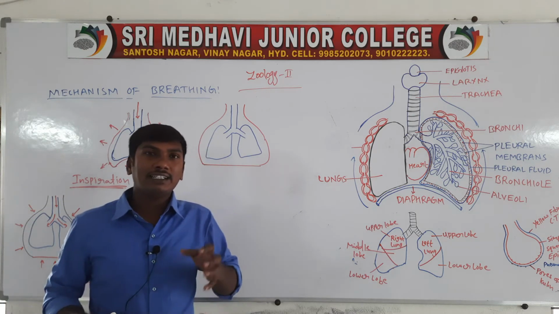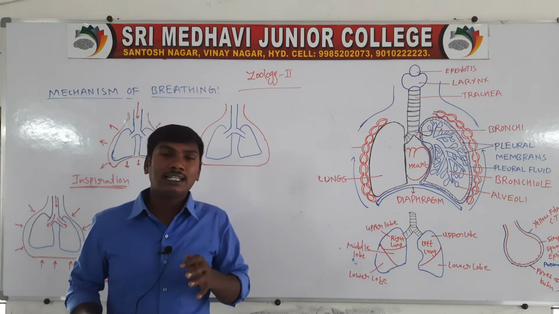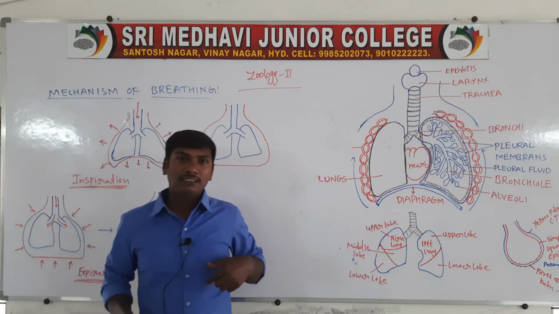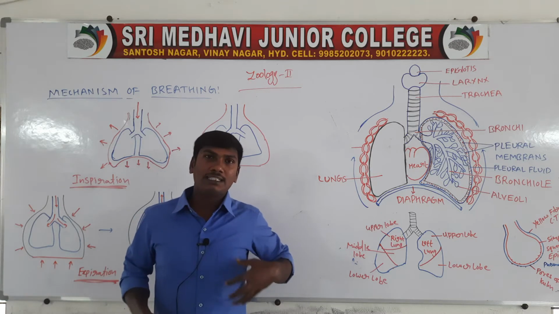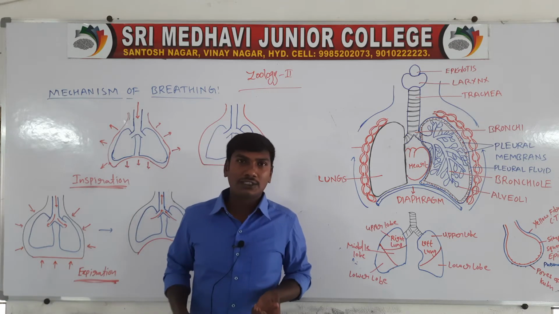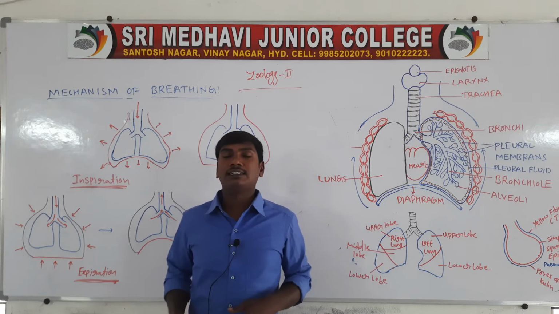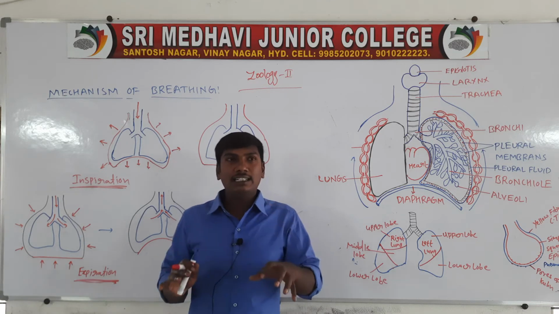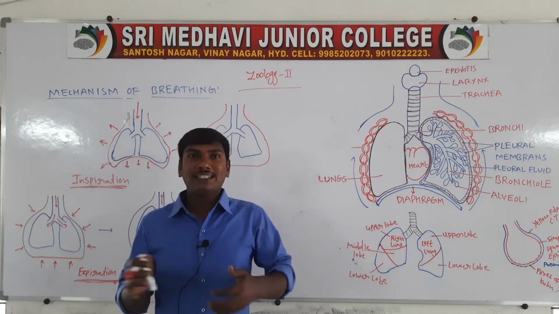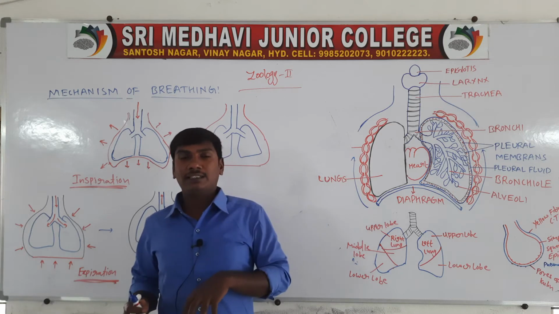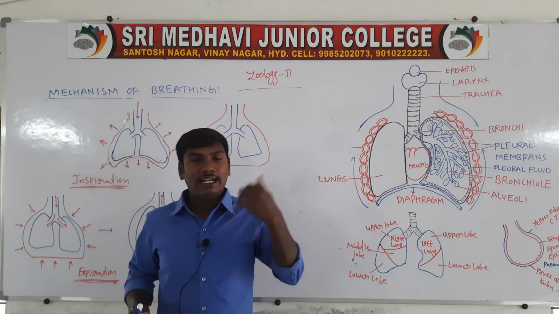The mechanism of breathing is controlled by muscles. The muscles are the costal muscles, which are present between the ribs. They are the external intercostal muscles and the internal intercostal muscles. Breathing depends mainly on pressure: the atmospheric pressure and the lung pressure, the thoracic cavity pressure.